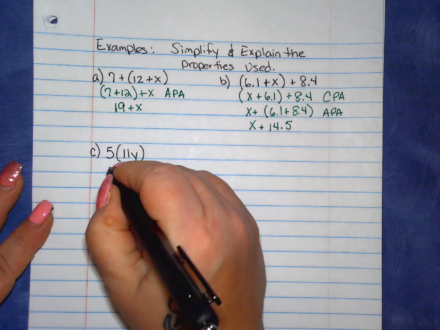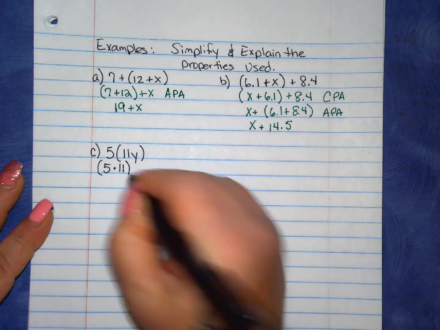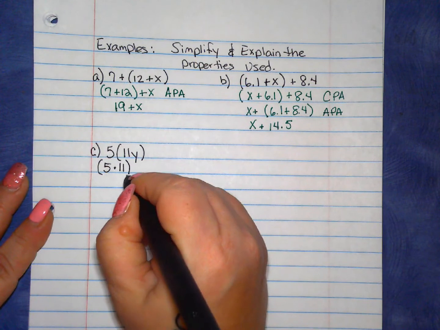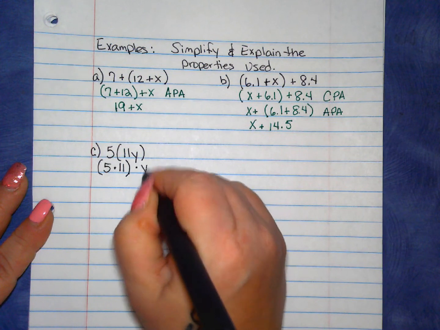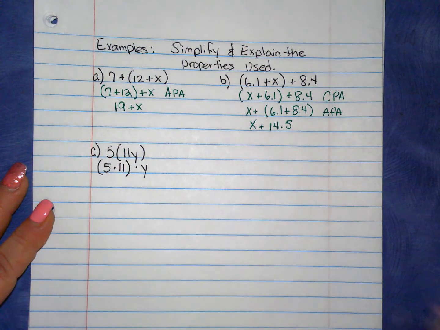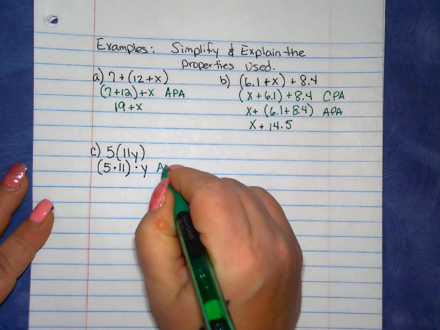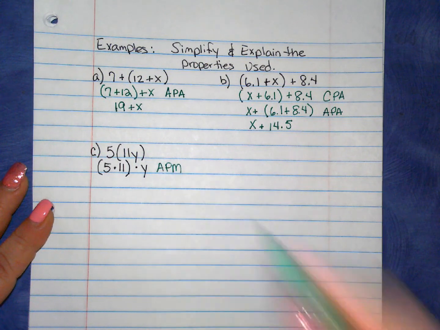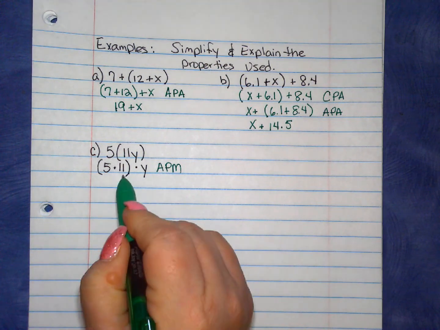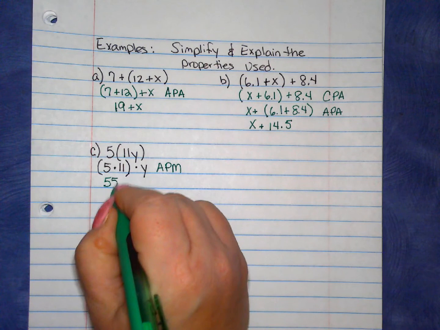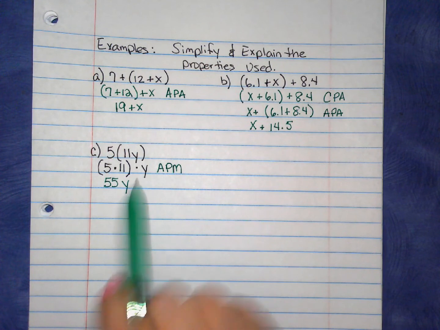So then I'm going to switch it to 5 times 11, and notice I'm using the dot because we're doing algebra, and then times y. And that is the associative property of multiplication because we're doing multiplication here. And so now I just multiply. 5 times 11 is 55. y, I no longer need that sign. So now it's just 55y.